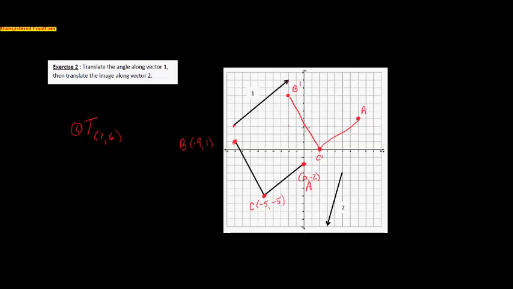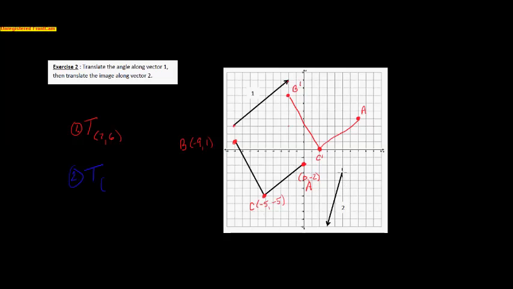Again, notice it's the same size, it's the same shape, but I have a second vector right here that I want to translate as well. So I'm going to put that one over here. That's going to be a translation. And let's figure out what we're going to do.